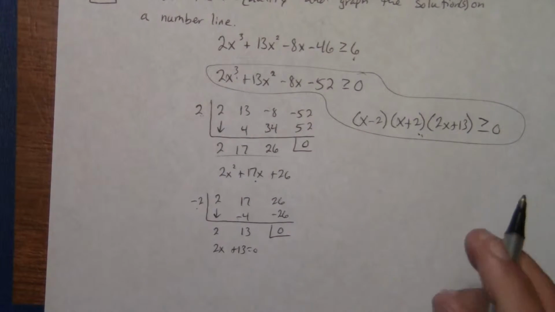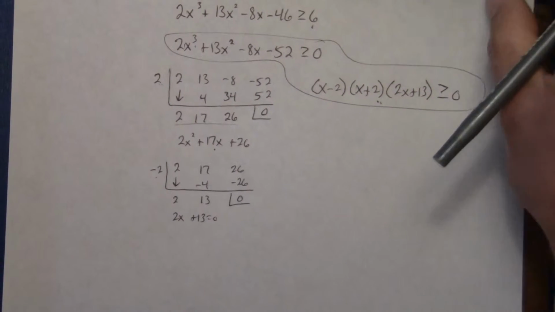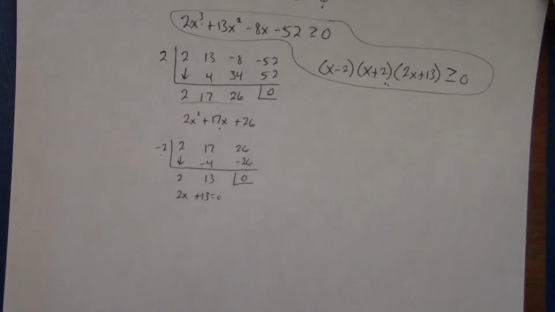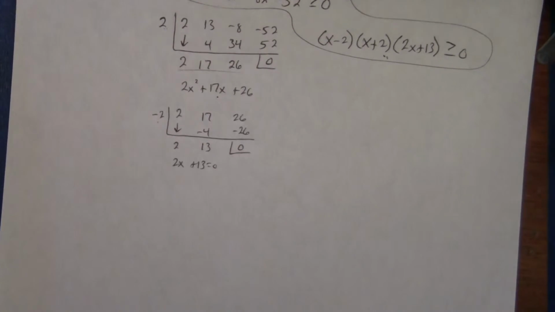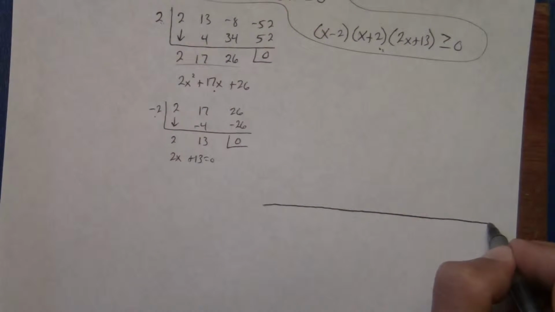This one's factored. And what I'm going to do is draw a graph like we would have done in one of the previous sections. We're using the end behavior and that sort of thing. I'm going to do basically this graph on just a number line.